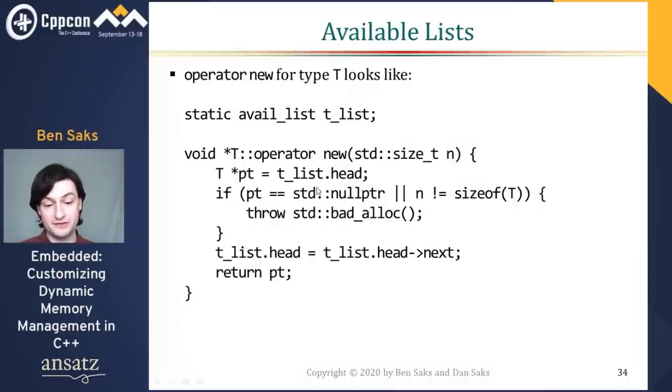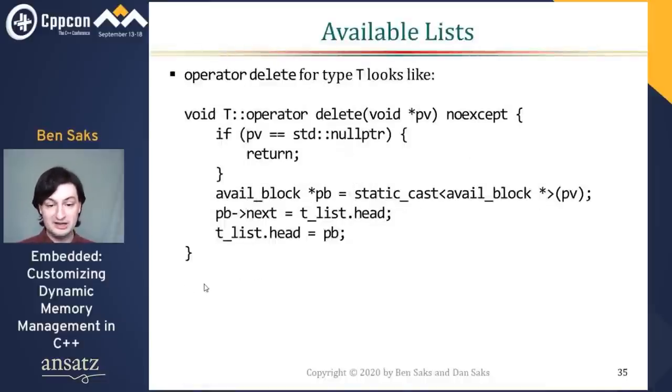But if these aren't the case, then we can successfully allocate the memory. So remove the head of the list and return the pointer that we just got, the first block off the list, as the place to construct the object of type T. And then the corresponding operator delete first checks to see, is the pointer null? If so, just return, deleting null does nothing. Otherwise, convert the pointer that we got, the pointer to void, into a pointer to an avail block here, and put it back on the front of the list. Set it up so that it points to the current head of the list, and then it becomes the new head.